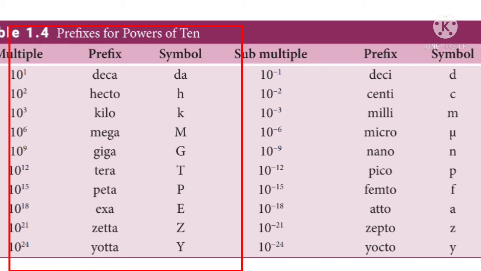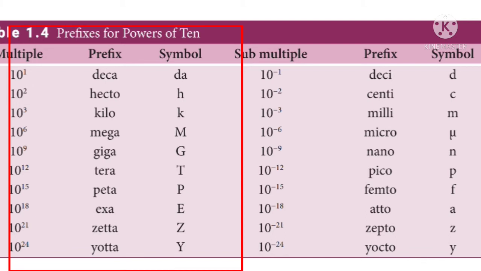10 square is called as hecto. The symbol for hecto is small h. 10 cube must be called as kilo. The symbol for kilo is small k. 10 power 6 should be called as mega. The symbol for mega is capital M.